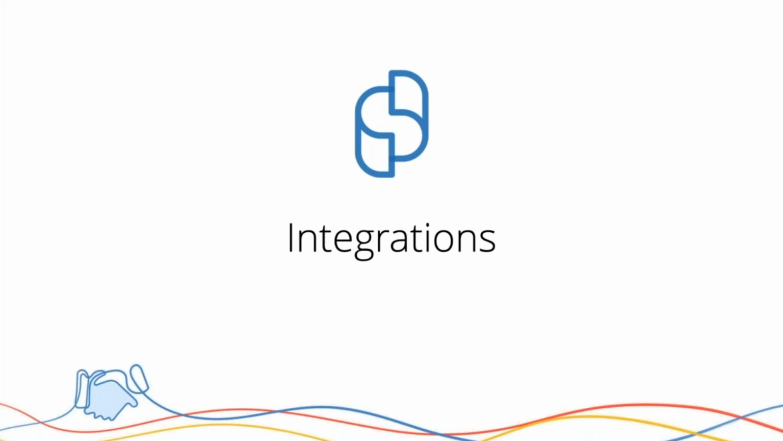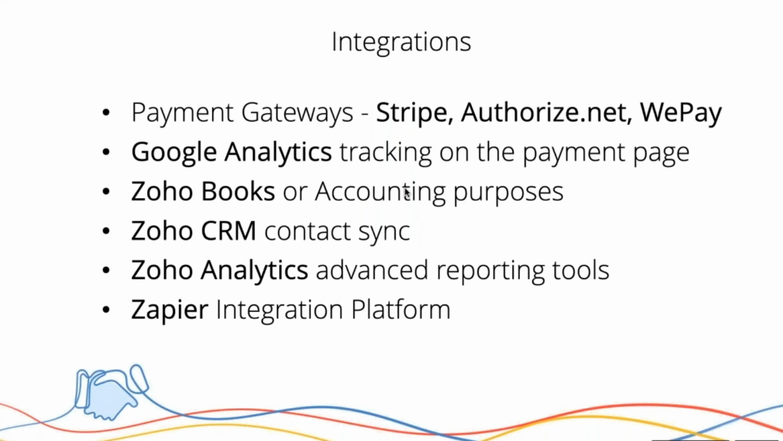Okay, so that goes over all the billing options. And now we're ending here with integration. So we talked about payment gateways, Stripe, Authorize.net, WePay. Of course, we have options to integrate with all of those. We are PCI compliant. Google Analytics we saw for tracking the payment page.